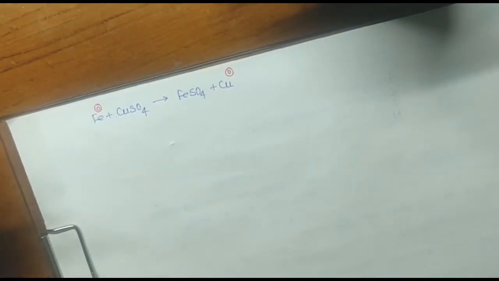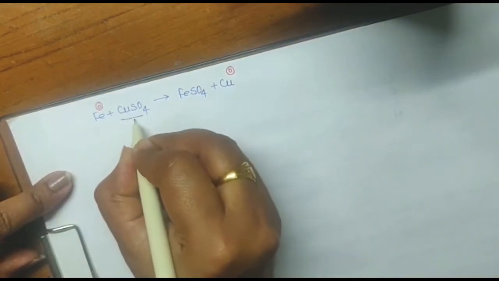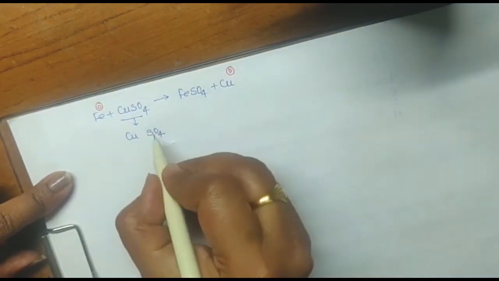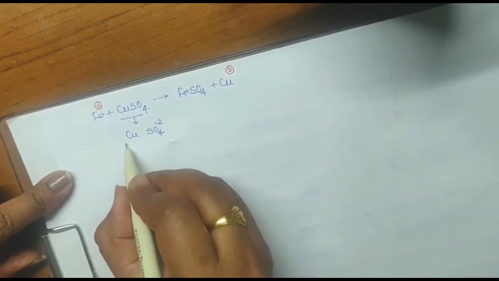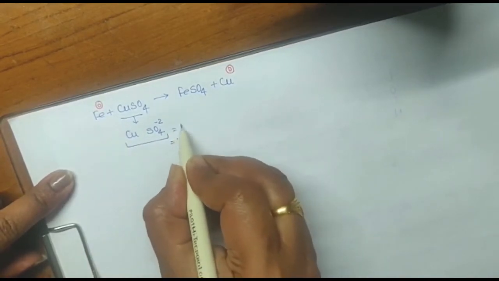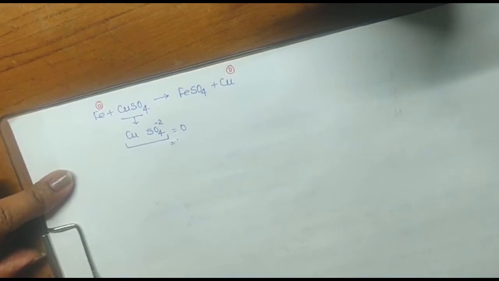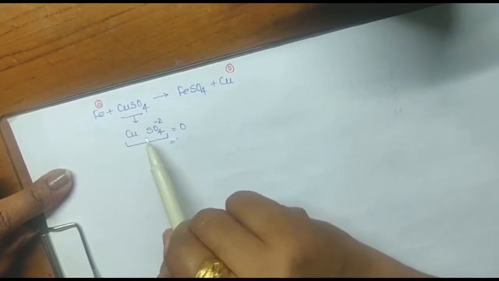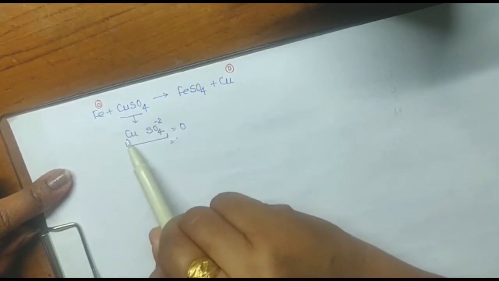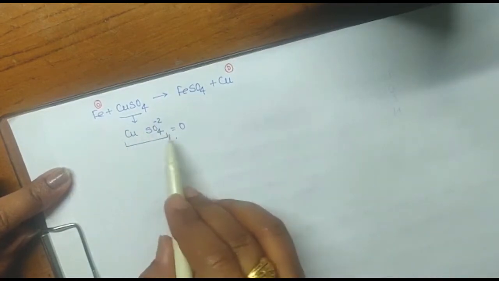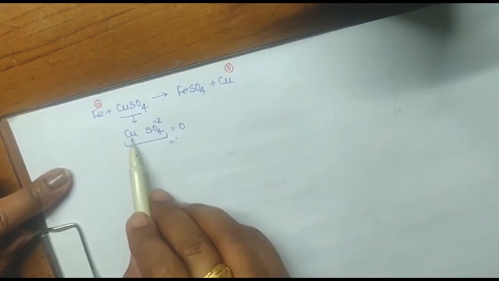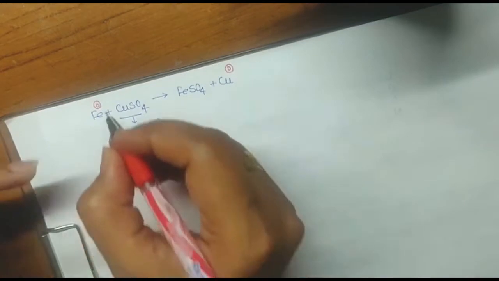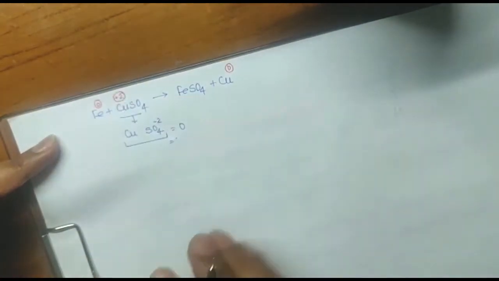In this copper sulfate, we know that copper sulfate is made up of Cu and SO4, isn't it? And we know the charge on SO4 is -2. To make this compound 0, what charge should be on the copper? Sulfate you have done in class 9. We have to make the charge on this whole compound 0, so what will be the individual charge? Yes, if it is -2, it should be +2. So for copper we will write +2.